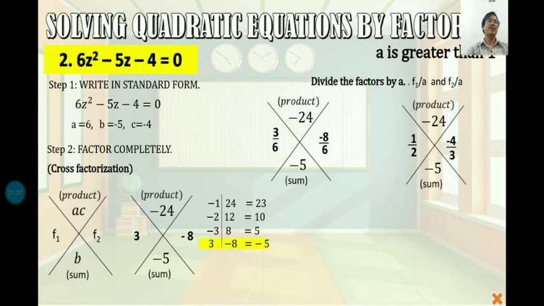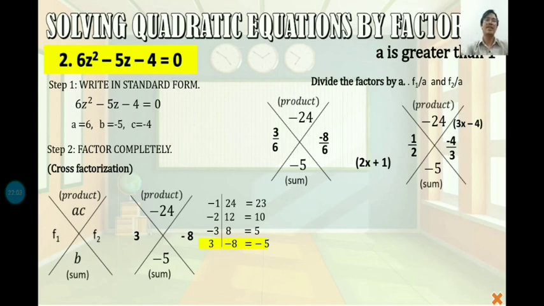So what is the first factor now from 1 half? Okay, since the denominator is 2, the numerical coefficient of x is 2. So that is 2x plus 1, or simply copy the numerator. And here, the denominator is 3, so therefore 3x minus 4. Yes, that's it. And if you're going to equate that to 0, you can solve now the value for x.